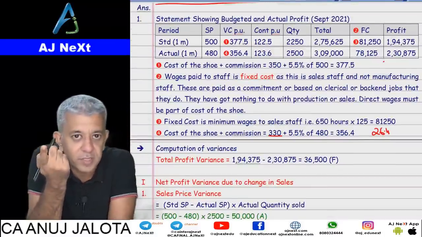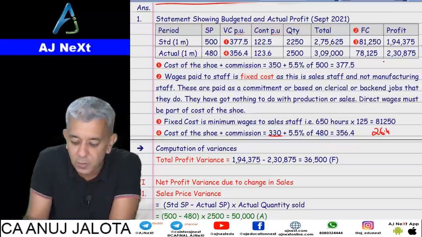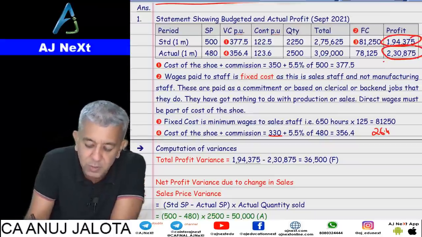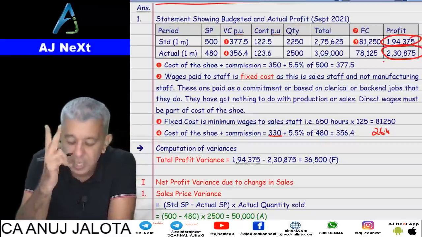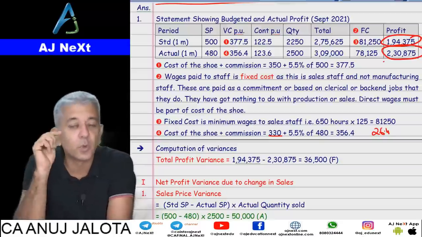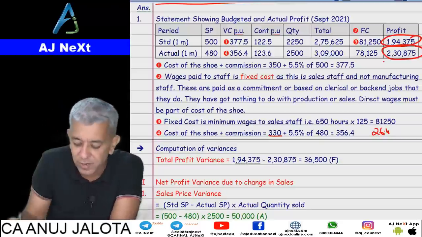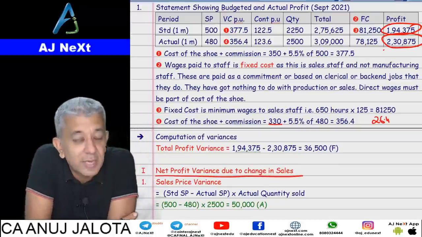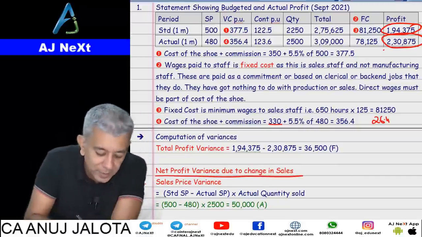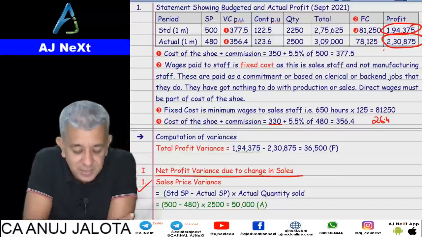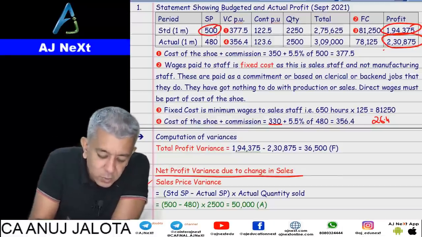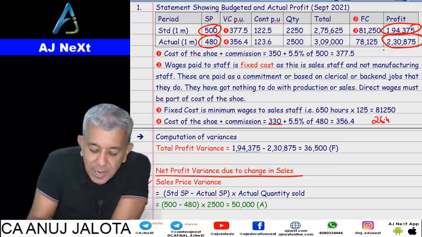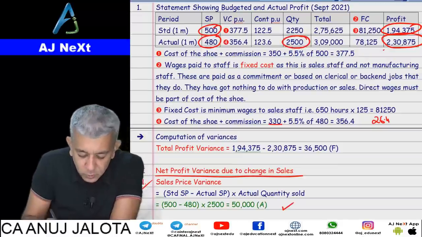Total net profit variance. How does that variance get calculated? How much profit we should have earned, how much profit we have earned. Second thing gets broken up into Roman number one, net profit variance due to change in sales. Now, this does not compute directly, it calculates its two parts. First is selling price variance. Selling price variance is at what price you should have sold, at what price did you sell, into actual quantity sold. That is whatever I've written over here.